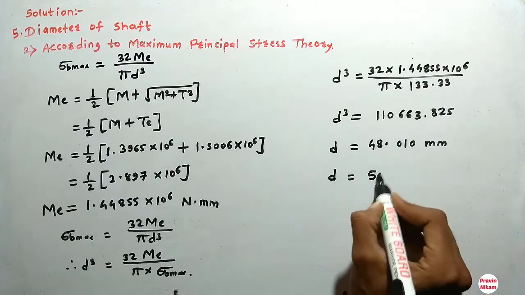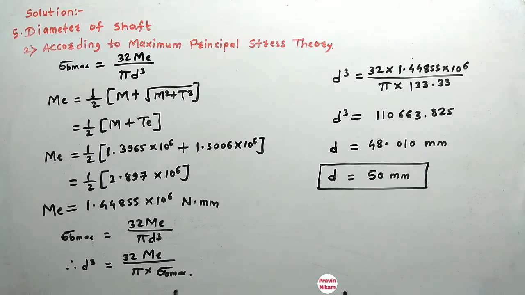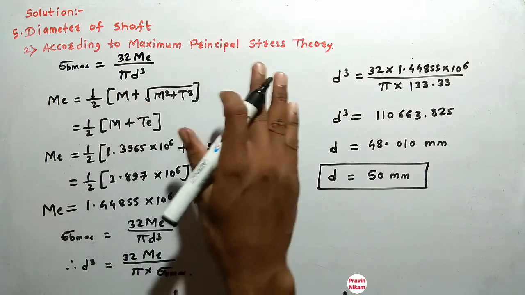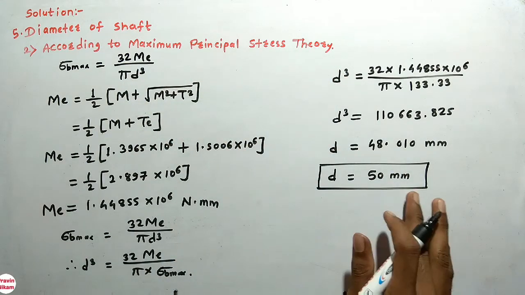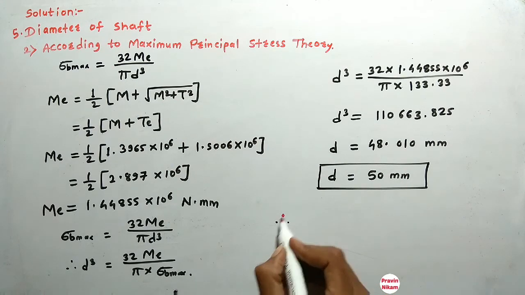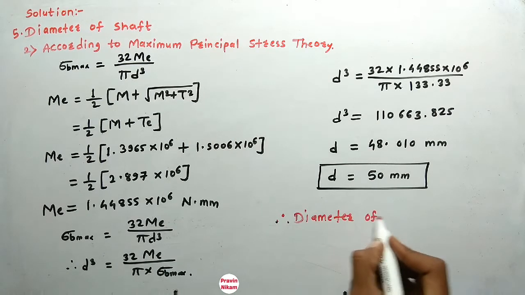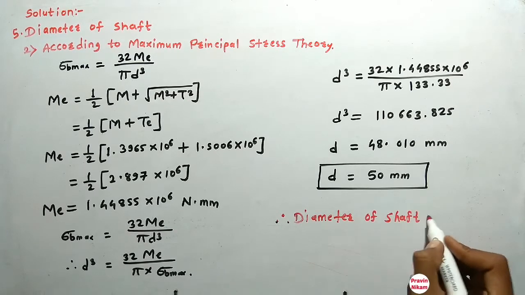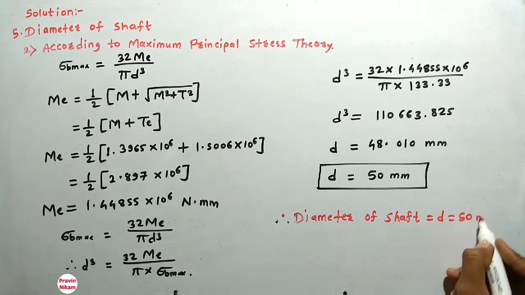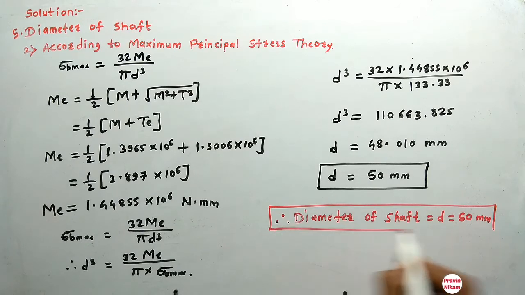Take the next standard value, that is 50 mm. So from both methods, according to maximum shear stress theory, the diameter is 50 mm, and according to maximum principal stress theory, also the diameter is 50 mm. Therefore our final answer, the diameter of shaft D, is equal to 50 mm. This is our final answer.